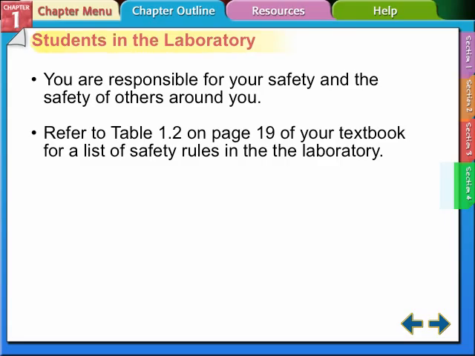You're going to have a lab safety test the following lab cycle in which you must get a 100. You cannot miss a question. And that will be based on your lab contract.